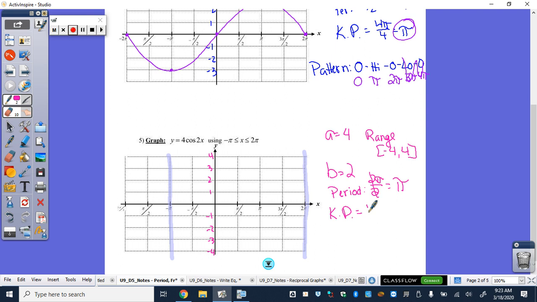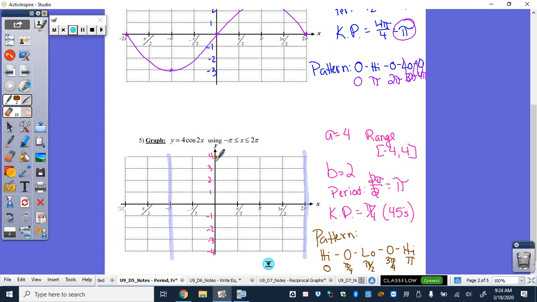Key points, pi over 4, which is the 45s in radian measure. So, let's see here. My pattern for cosine, high, 0, low, 0, high. So key points are every pi over 4. So that's going to be at 0, pi over 4, pi over 2, 3 pi over 4, and then that would happen at pi.